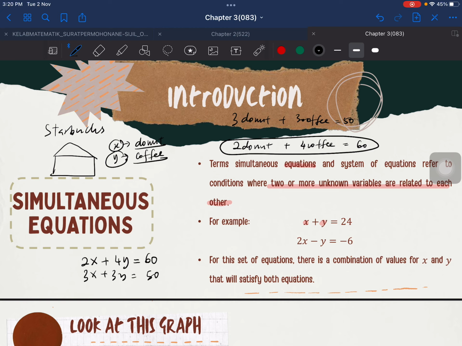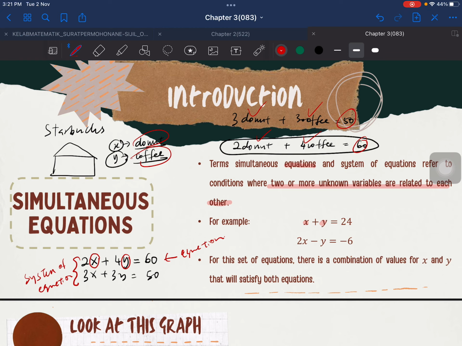Okay. So ini kita panggil, the first one is called as an equation. Dalam equation kita ni ada dua unknown variable which is x and y. Kita tak tahu berapa harga x, berapa harga y, berapa harga donut, berapa harga kopi, kita tak tahu. Yang kita tahu, dia bagi tahu 2 donut campur 4 kopi 60. Kalau 3 donut campur 3 kopi 50. Itu je kita tahu. And the whole equation here, if you have two equation, we call it as a system of equation.